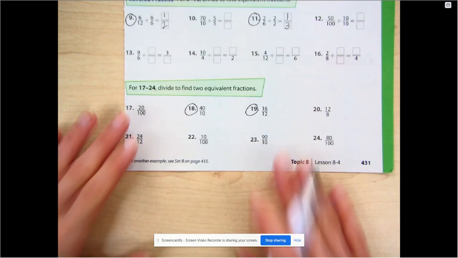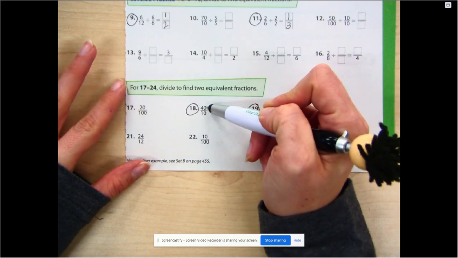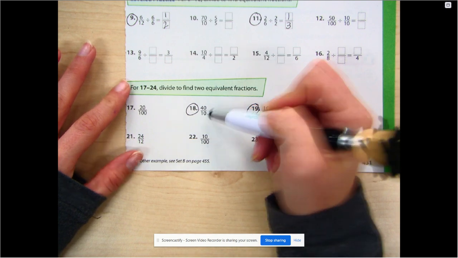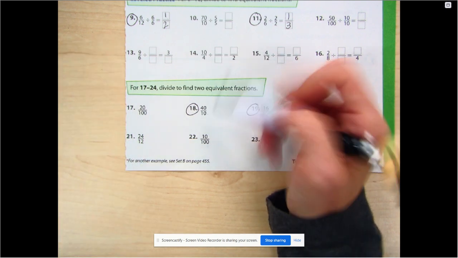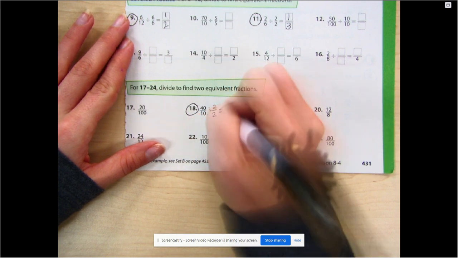At the bottom of our sheet, you're going to find some problems that don't give you any hints. You need to decide what you are going to divide by and what equivalent fraction you are going to create. When we do this, we need to think about what the common factors are for the numerator and the denominator. So let's take a look at 40 and 10. I'm already thinking that 2 goes into both 40 and 10 because they're even numbers. So I'm going to write that out. I like to write it out and keep myself organized.